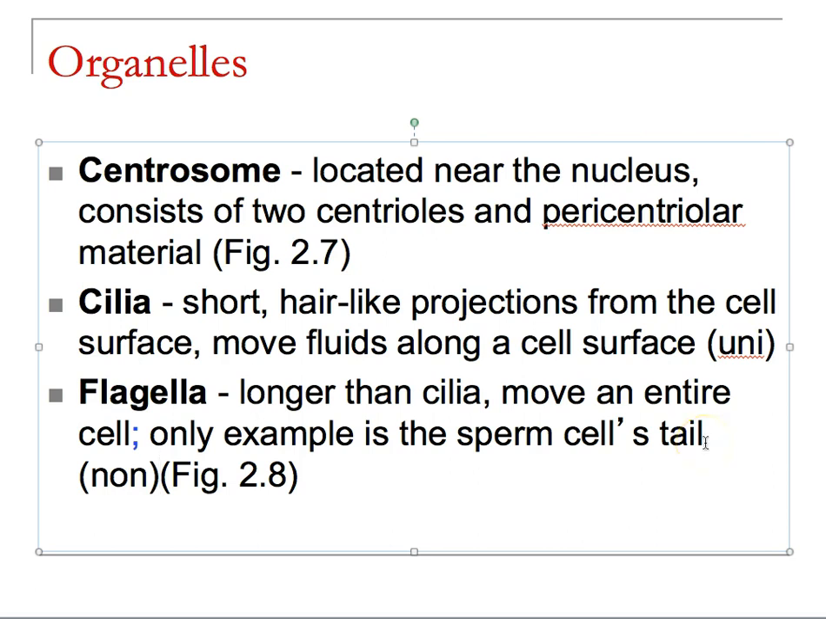And if there are any production flaws in the flagella, meaning you have too many microtubules on one side, it's going to swim around in a circle, and it's not going to be too functional.